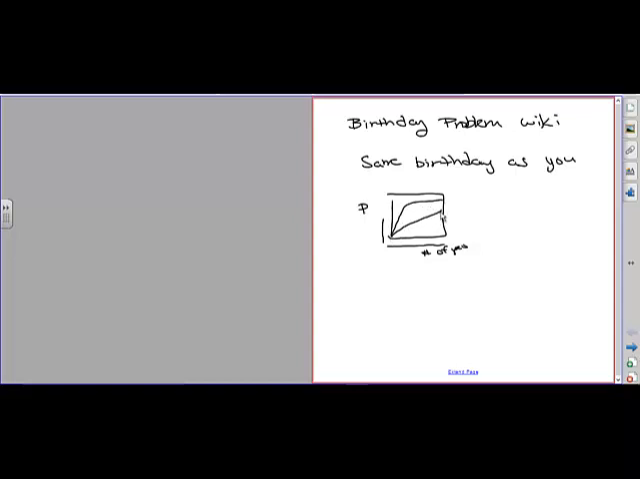This is the same. So let's say 400 people. There are 400 people in a room. What's the probability that another person in that room will have the same birthday as you? And it's not near 100%. It's probably more like 60 or 70%.